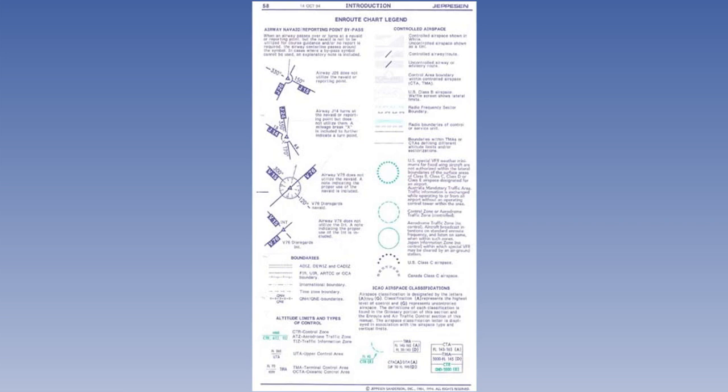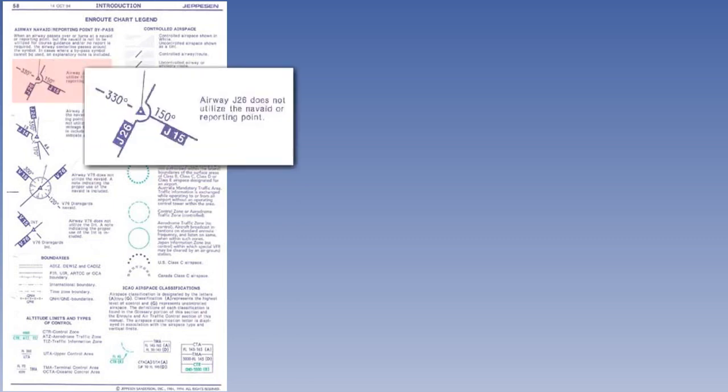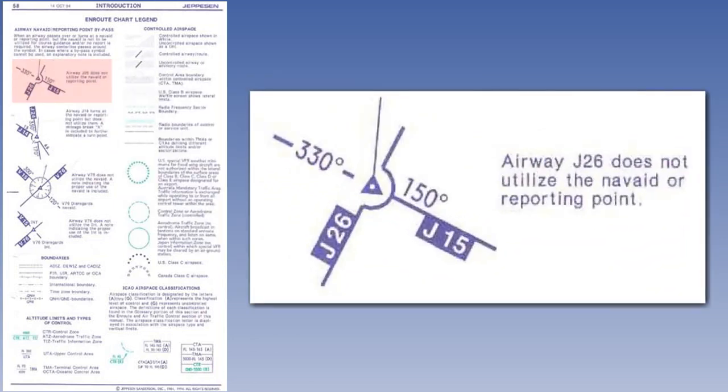It is normal practice to have a reporting point or navaid at the intersection of two or more airways. The reporting point may not apply to all the routes, in which case a symbol denoting that the airway bypasses the reporting point is as shown on the screen.